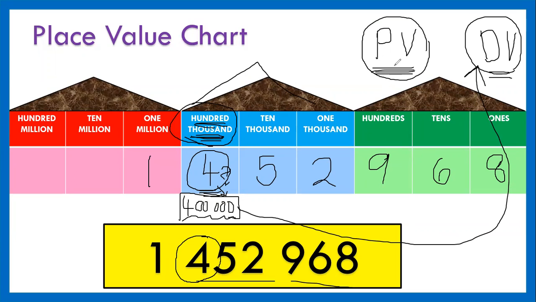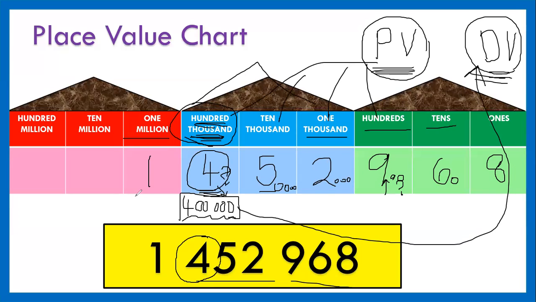Remember, place is the house. Which house is it? Is it the house of hundreds? Is it the tens? Is it the 1,000? Is it the 1 million's house? Digit value, on the other hand, is asking you how much is the value of that number inside that particular house. So this 5 is 50,000. This 2 is 2,000. This 9 is 900. This 6 is 60. 6 is 60, and the 8 is 8, just plain 8 ones.